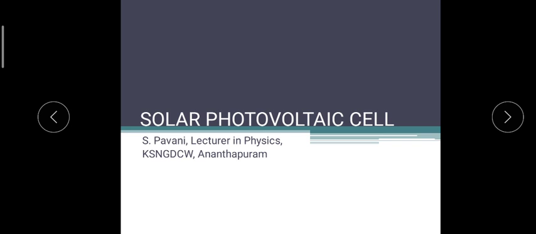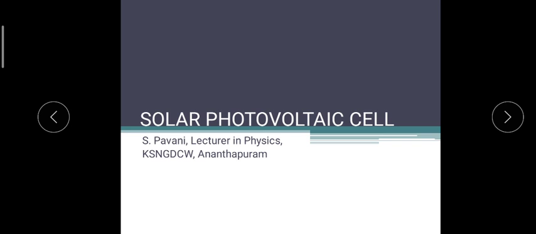Solar photovoltaic cell, also called a solar cell, in short well known as PV cell. It is a combination of two words where photo means light, voltaic means production of voltage. The basic functioning of the photovoltaic cell is that it converts optical radiation into electrical energy. Since it generates electrical voltage proportional to the intensity of light, it is also called a photovoltaic cell.